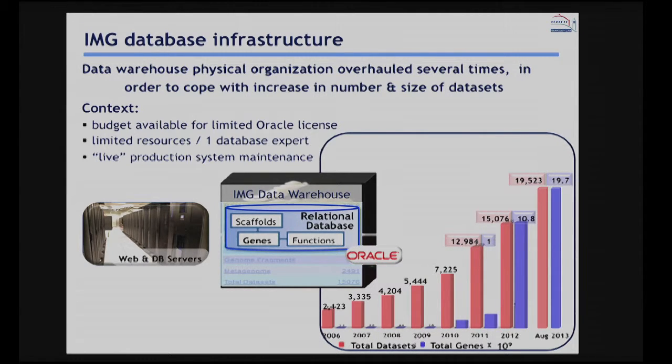When we started in about 2006, our data sets were pretty small. We had an Oracle license, which was perfectly adequate for what we needed, for that type of analysis that has not changed over the years, by the way. But again, our context is that a budget is available for a limited Oracle license. Once we saw the data growth, we simply could not afford buying a bigger Oracle that would have cost us much more money. We had limited resources, only one database expert to look at and try out the various systems.